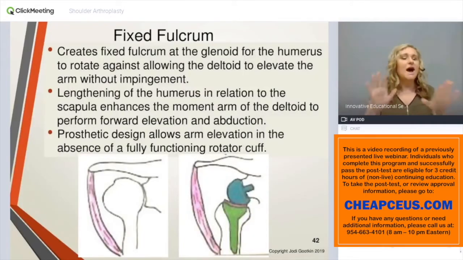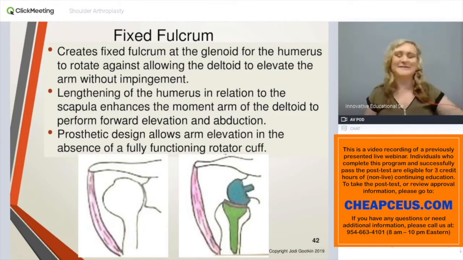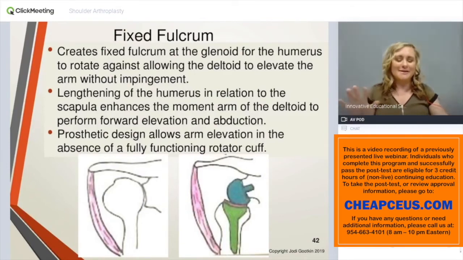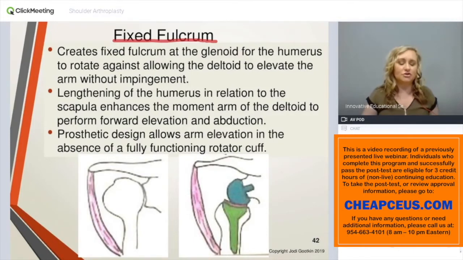Taking a closer look at this, I am not an artist, so these are my attempts at drawing to explain these concepts. I think despite my poor artwork, you're going to get it. So here we go. This componentry has what's called a fixed fulcrum. We said that the structural integrity of the prosthetic components is what's going to allow an appropriate articulation between the joint surfaces to avoid malalignment and allow for a functional extremity.